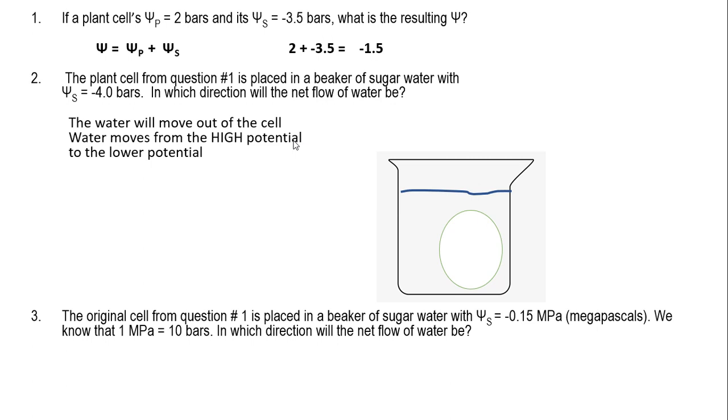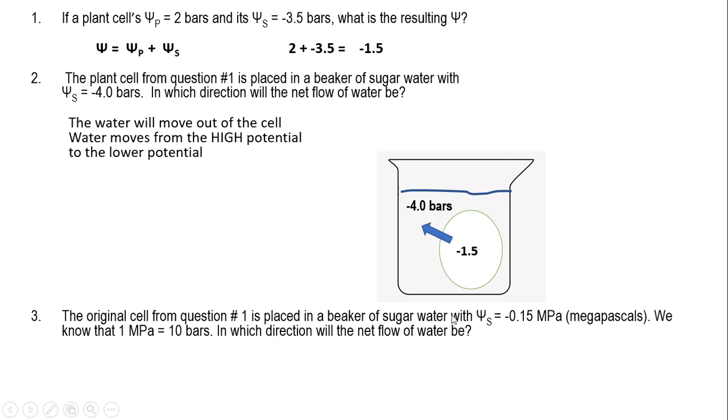Now, this same plant cell, we're going to put it in a beaker. So here's our plant cell, right? And we're going to put this in a beaker of negative 4 bars. And here's our plant with negative 1.5. And here's the cell wall surrounding it. Now, which direction will the water move? The water is going to move out of the cell. It's going to move from the higher potential to the lower potential. It always goes down the gradient from a less negative number to a more negative number.